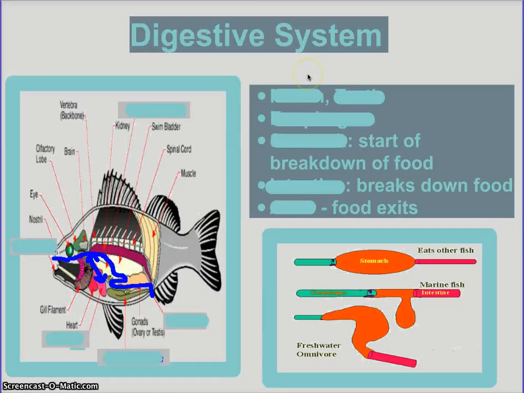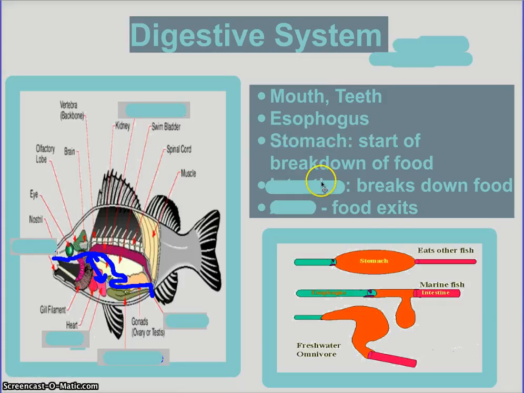The digestive system of fish, as we just said, goes through the mouth, teeth are involved, obviously, in some capacity, down the esophagus, and then it goes to the stomach where the breakdown of food begins. So think of teeth as a starting point for digestion, but absorption of nutrients, let's say, begins in the stomach. And then who finalizes it? Intestines. And then it also exits through the anus.